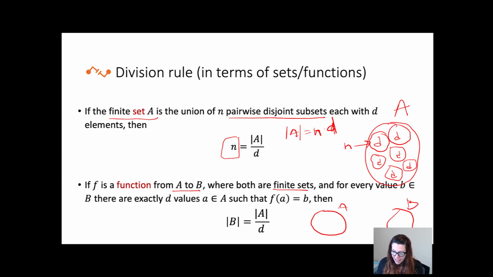And for every value B in B, there are exactly D values in A. So there's a set in here with a bunch of A's, and the size of that is D. There are D things that map to that value B.